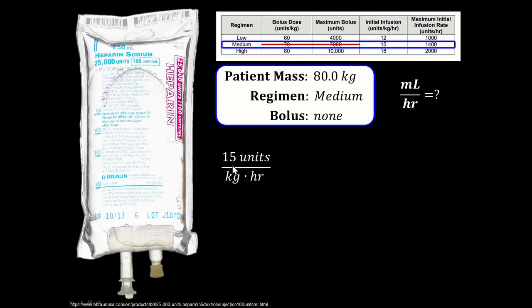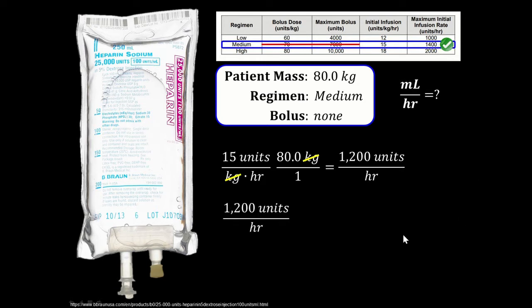Well, I'm going to go ahead and start with this one because it already has hours in the denominator. If I multiply that number by the 80 kilograms, the mass of the person, I have kilograms on the bottom here and kilograms on the top up there. So I've just gotten rid of kilograms. And if I just multiply those two numbers, I would get 1,200 units per hour. And then I just make sure I check to make sure that that result there wasn't greater than that result. If it was bigger, then I would just go with the 1,400. All right, so now we have this 1,200 units per hour.